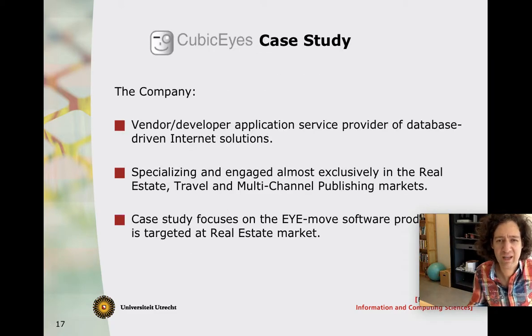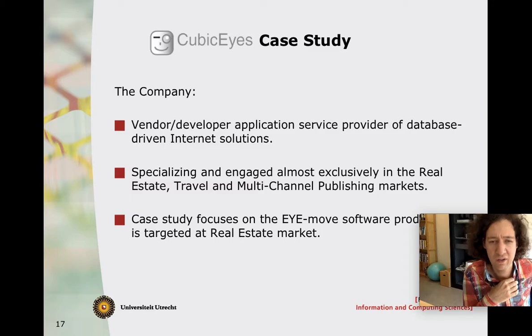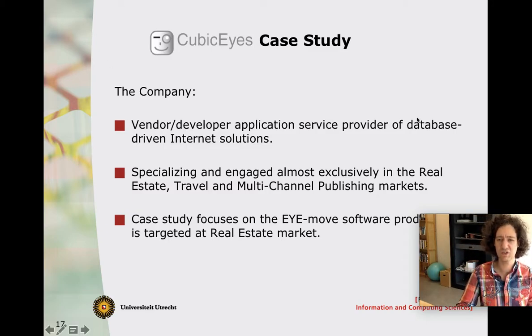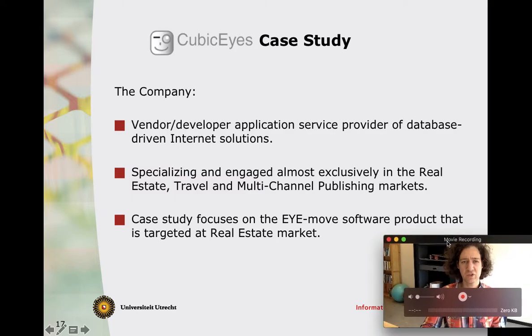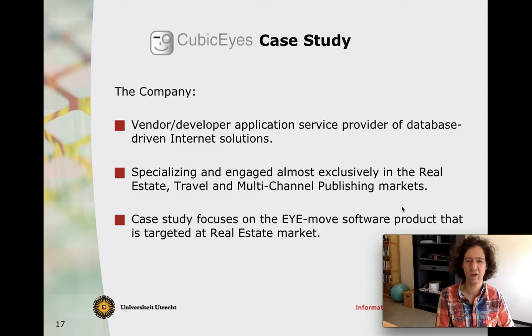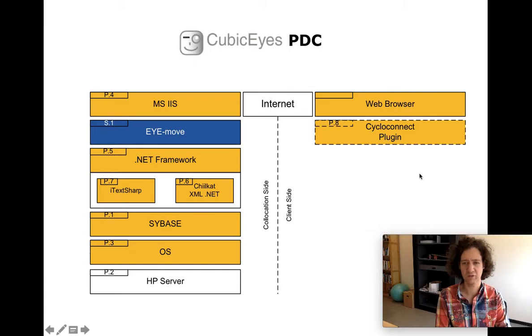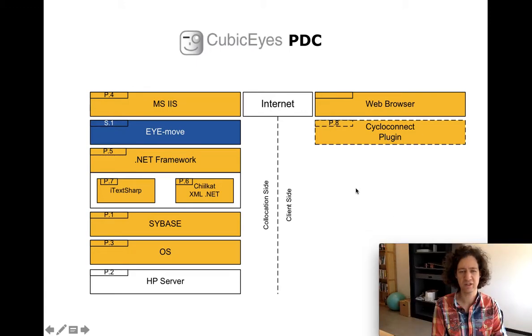So we've looked at a case study called Cubic Eyes. It's actually quite an old case study that we created for this lecture. Well, it's a vendor service that provides database-driven internet solutions. Basically, they make websites for real estate agents, and they try to have the Funda plugin into their websites. So here you can see, I think it's called the iMove product, which is, of course, a clever I move, as in I sell things. So here you can see service 1 called iMove, and there are also several other components here.